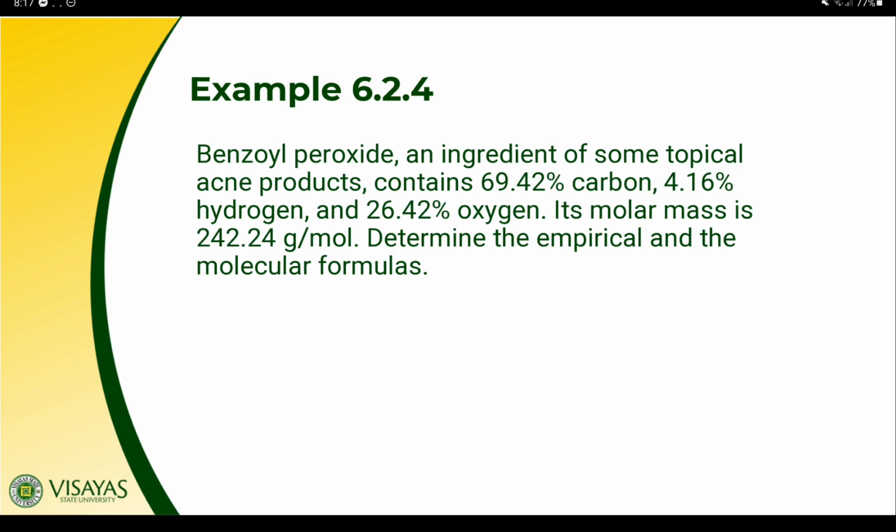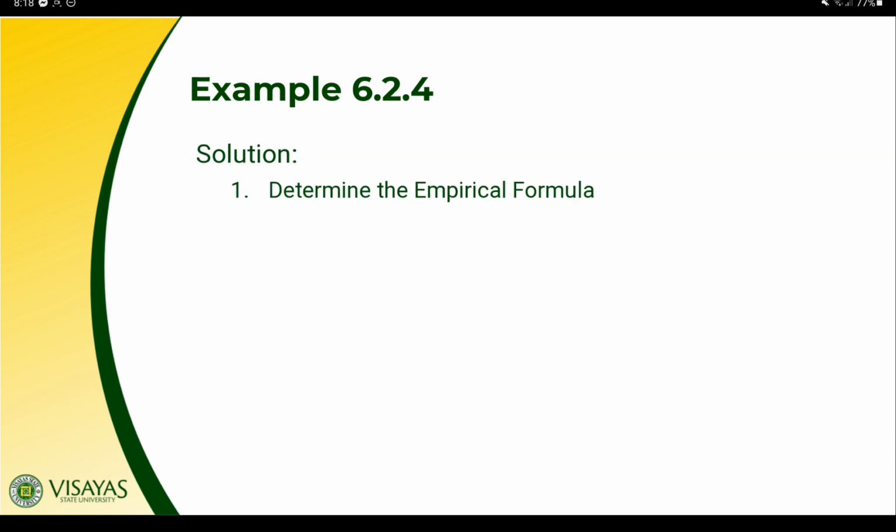Another example, benzoyl peroxide, an ingredient of some topical acne products, contains 69.42% carbon, 4.16% hydrogen, and 26.42% oxygen. Its molar mass is 242.24 grams per mole. Determine the empirical and the molecular formulas of the compound. So again, we determine first the empirical formula by first converting the mass of each element to mole.